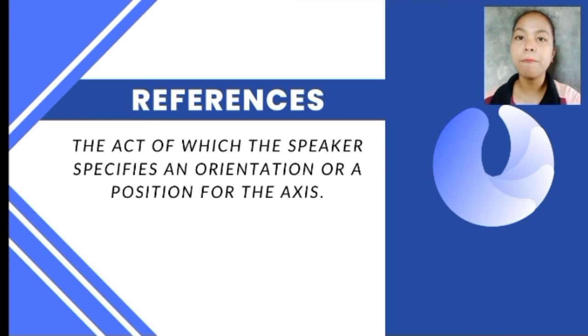The fourth type of pragmatics is references, the act by which the speaker specifies an orientation or a position for the axis. The references are the words used to identify things that are in some direct relationship to those things. For example, Mr. Kawasaki is used to refer to a man who always rides fast or loud, his motorcycle or brand name used on a person. Another example is Mr. Lonely because the boy is always sad.